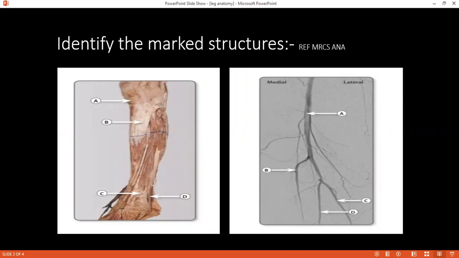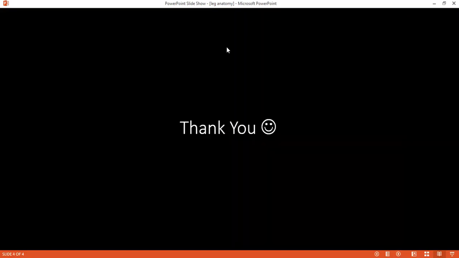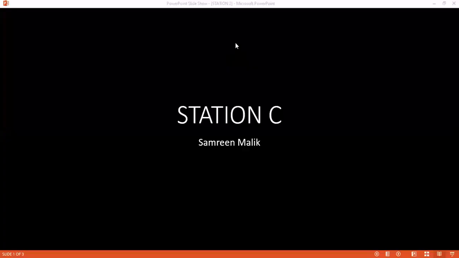Okay, good. Thank you. And there is an interosseous membrane between the tibia and fibula bone. So how many joints would that be in between? Three joints. Good, good, good.